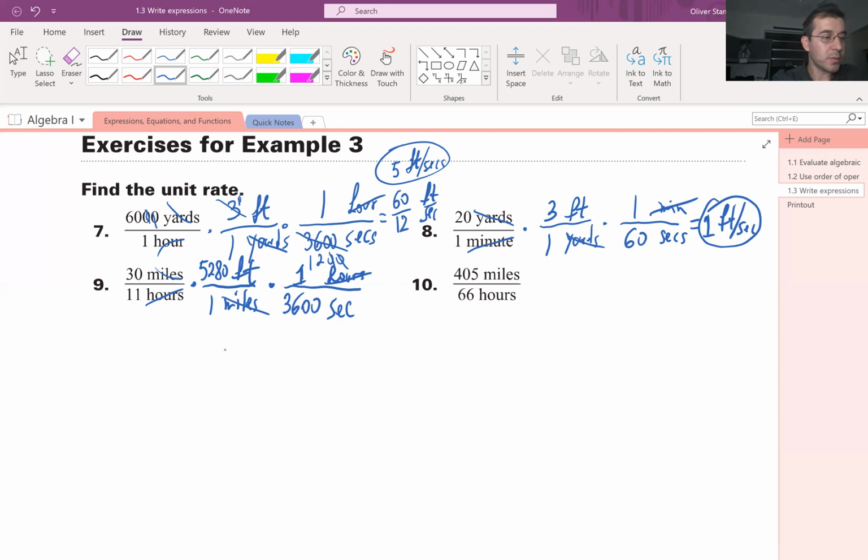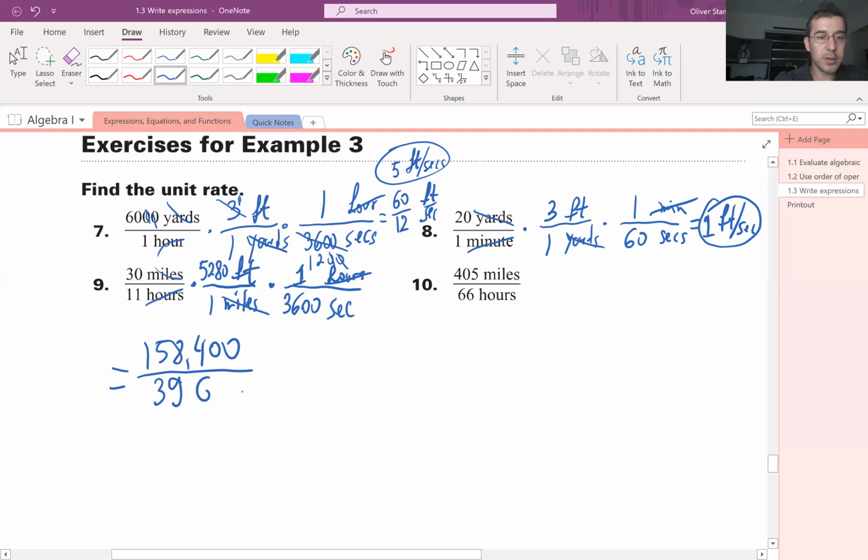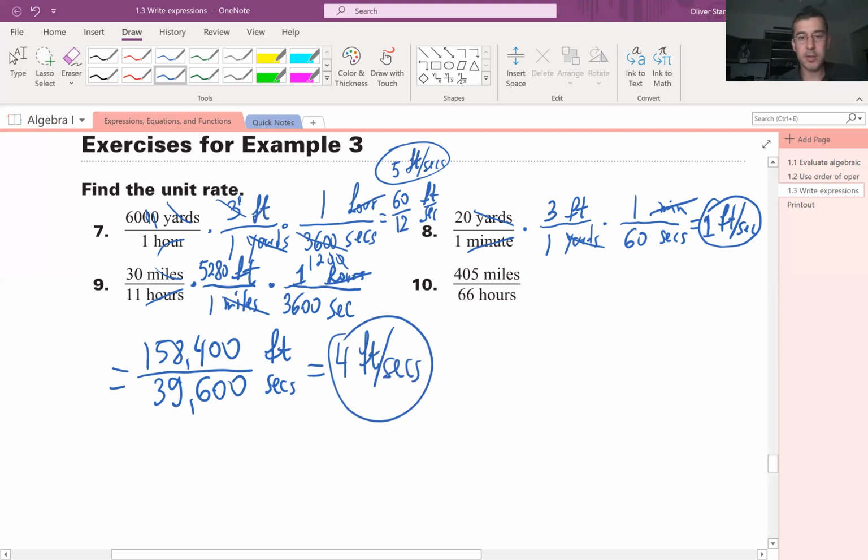Then let's just plug it into the calculator, okay? That's the easiest. So we get 30 in the numerator, 30 times 5,280, which is 158,400. On the bottom, 11 times 1 is 11, 11 times 3,600 is 39,600, and this is feet over seconds. If we divide 158,400 by 39,600, we're going to get 4. So this is 4 feet over seconds.